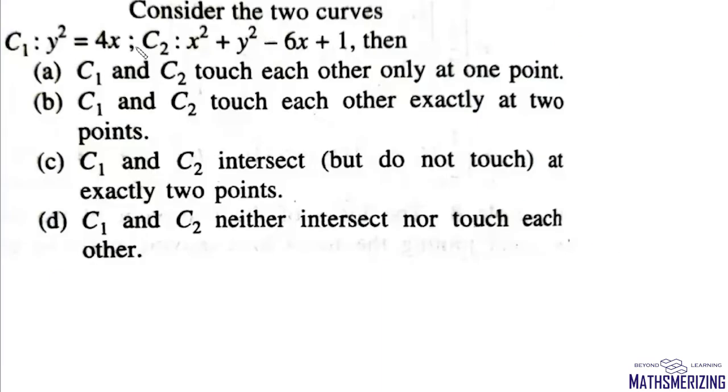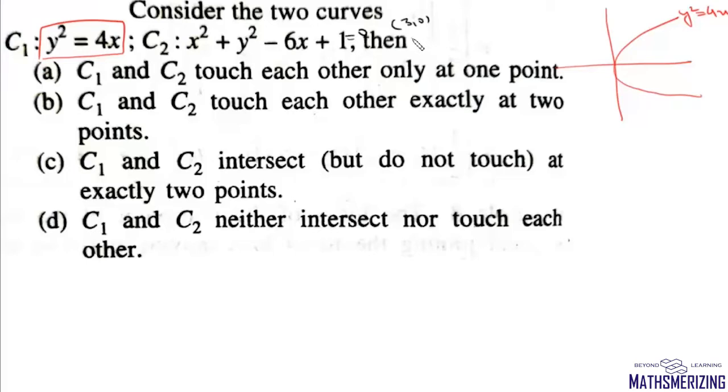Say for example, consider the two curves y square equals 4x. So we have this parabola, which is y square equals 4x, and then we have this circle which is x square plus y square minus 6x plus 1 equals 0. Center is at (3, 0), and radius will be simply 2 root 2. So it will be some circle. Now we need to find whether these two curves touch each other or they intersect at different points.